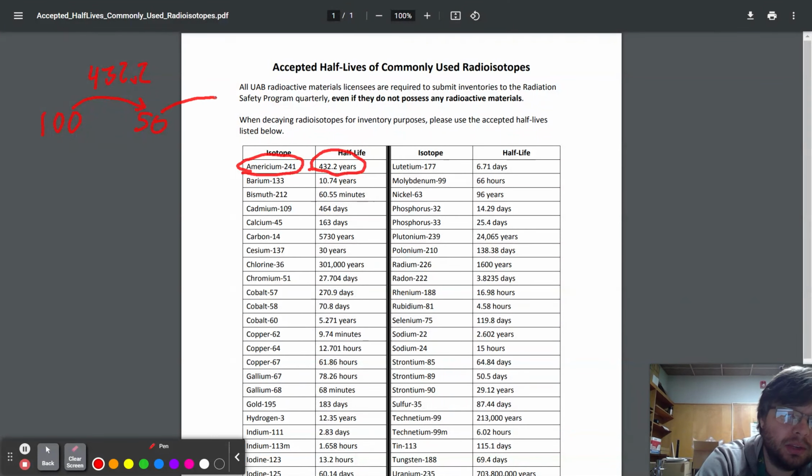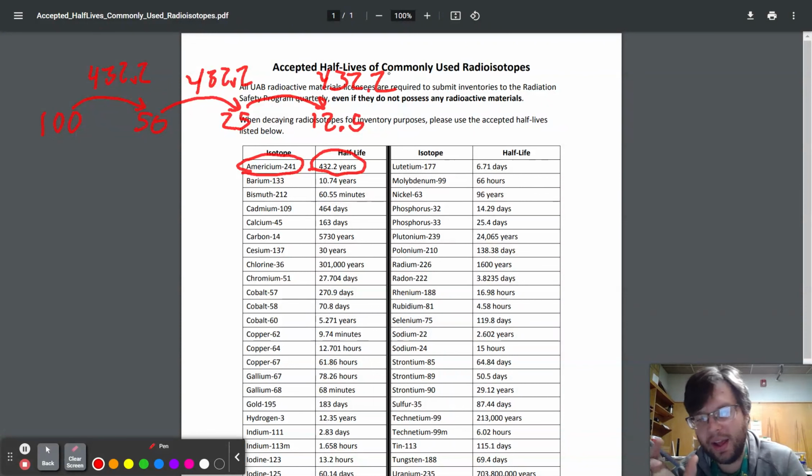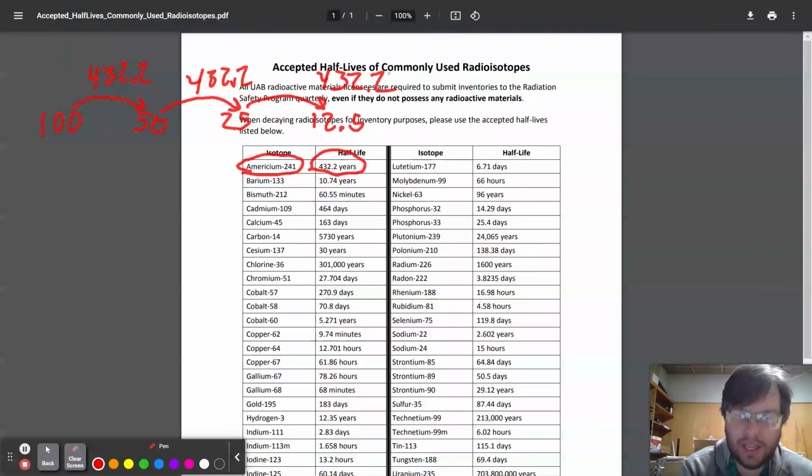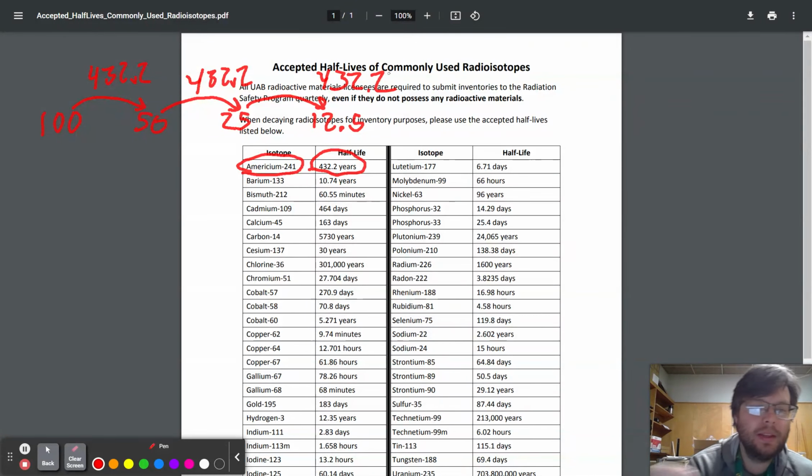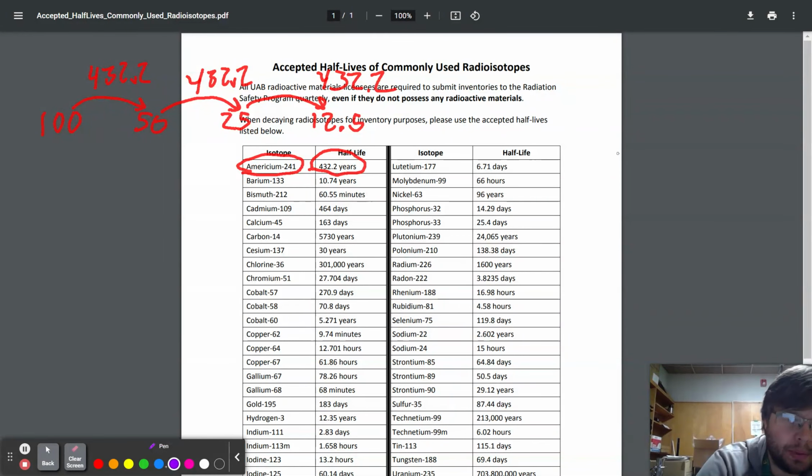The amount of time it takes for me to go from 50 to 25 is also 432.2 years. The amount of time it takes to go from 25 to 12.5 is also 432.2 years. Half-life is a chunk of time that it takes to decay by half. So I could take any of these substances and it would be the same concept, that the half-life is the lifetime, the lifespan for half of the substance.